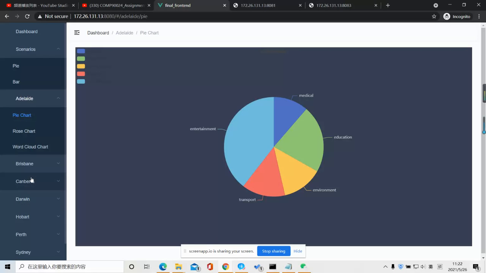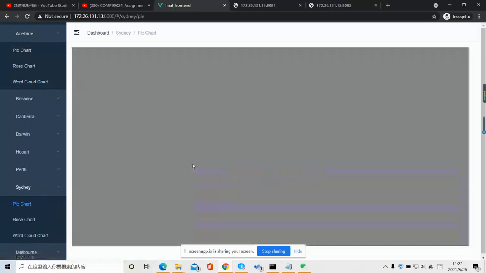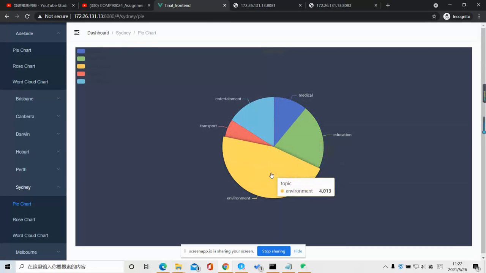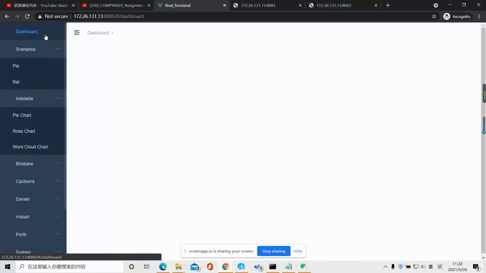And for Darwin, they think about their environment very highly, and for Sydney, they really care about their environment. Maybe the environment is not that good, so they want to talk about that on Twitter more often. That's the demo of our web app.